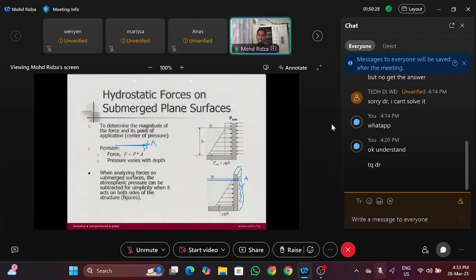Which h are we taking? H at the bottom ke? H dekat tengah ke? H dekat atas? What do you think? Which h should we take before we move on? Just have a guess. Any idea? H mana nak guna? No idea eh? Then kita continue lah eh.